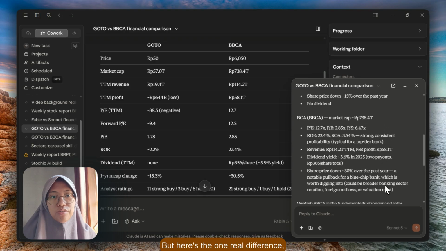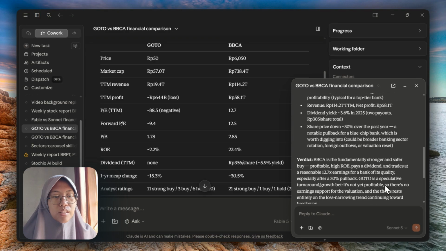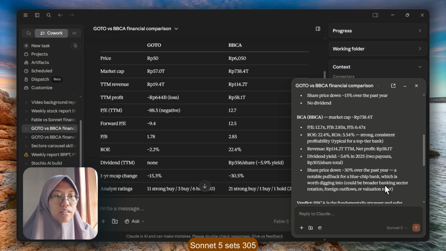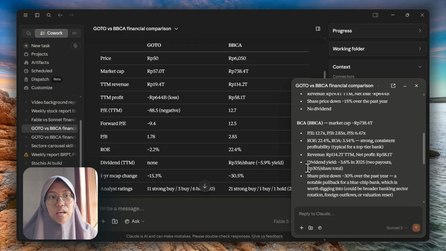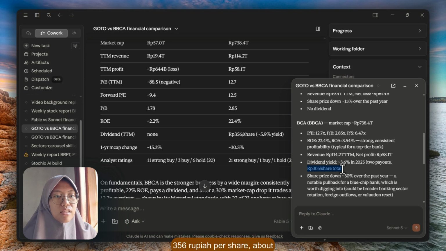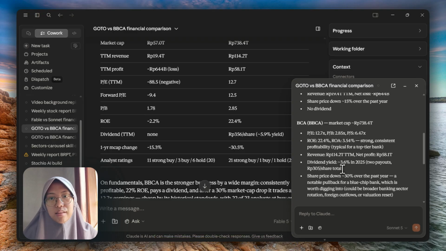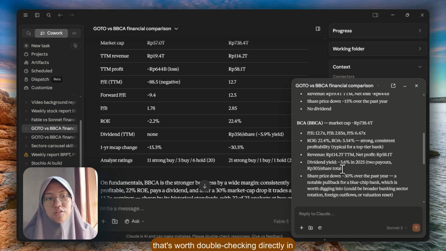But here's the one real difference: the dividend number. Sonnet 5 says 305 rupiah per share, about 3.6% yield. But Fable 5 says 356 rupiah per share, about 5.9% yield. Same company, same live tool, two different numbers, and that's worth double checking directly in the sector set before we say which one's right, instead of guessing.